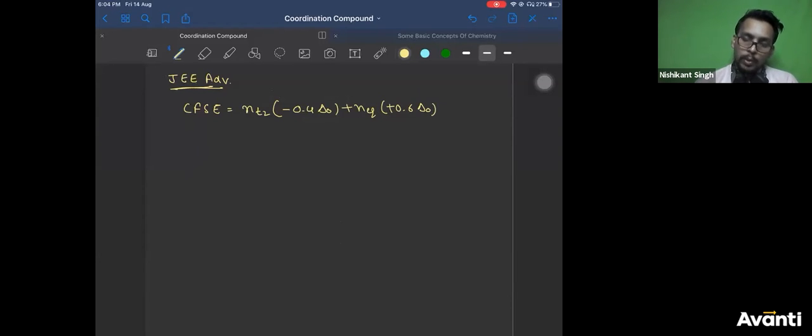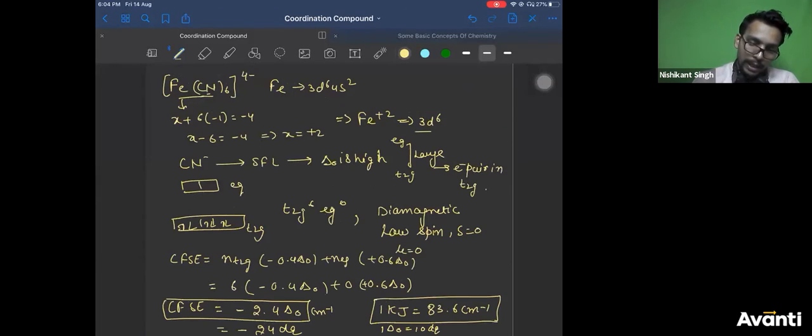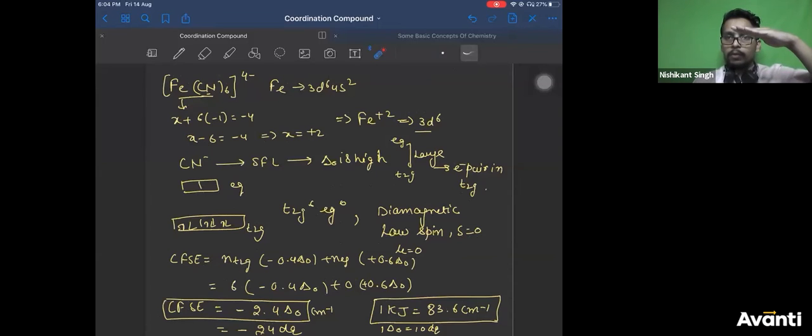Along with it, you have to add mean pairing energy if it is given in numerical. That means when you are pairing the electron here, the electron comes to T2G, so it becomes stable. Electron comes to T2G, energy decreases, it becomes stable.